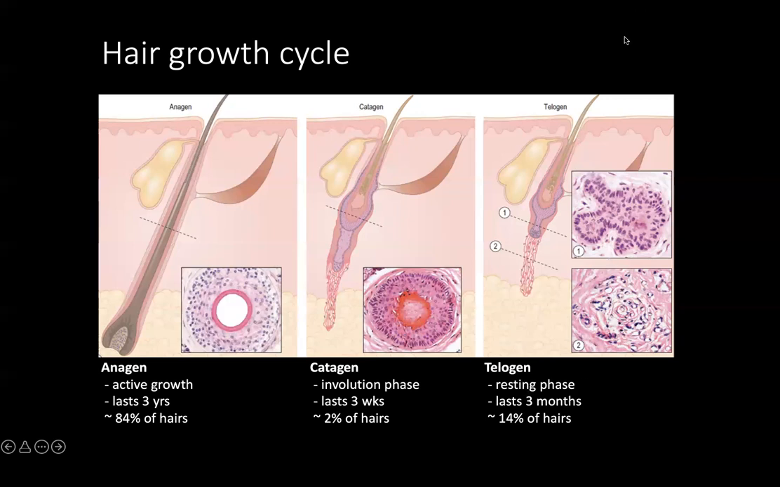It's easy to lose the hair in the telogen phase because they lose the hair shaft before the hair follicle goes back into the anagen phase. So this resting phase lasts about 3 months. It represents about 14-15% of the hair follicles.